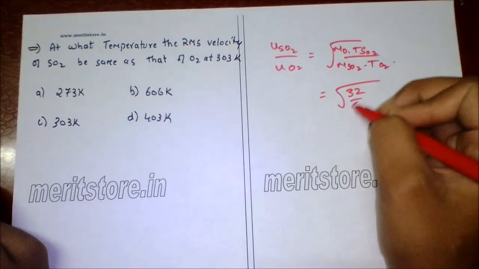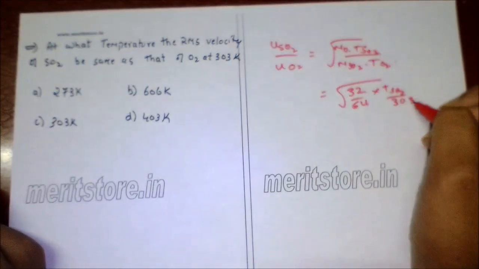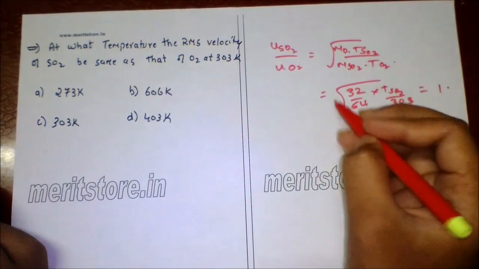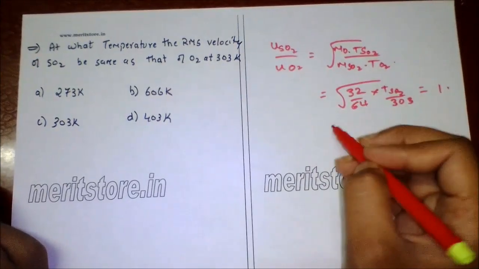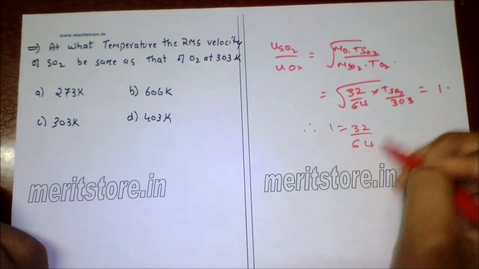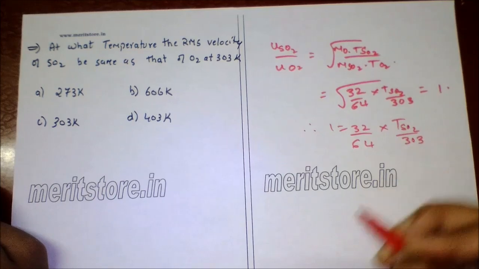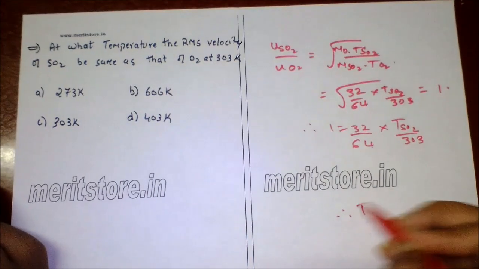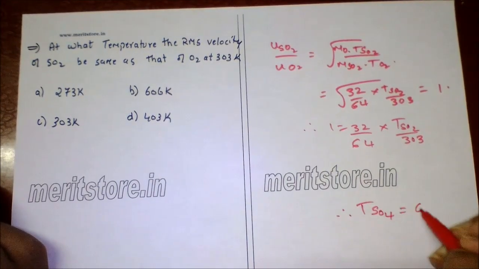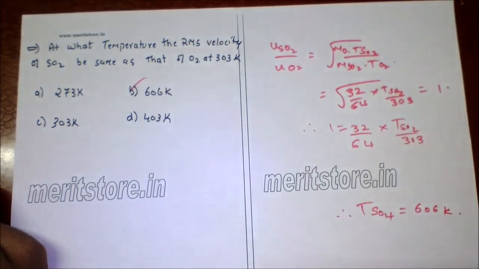Substituting the values, the ratio comes out to be 1. Therefore, 1 is equal to 32 divided by 64 into temperature of SO2, 303 Kelvin. Also, solving this, temperature of SO2 is 606 Kelvin. So option B is the correct answer.